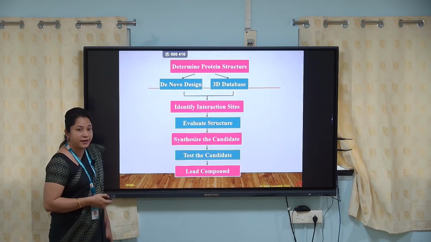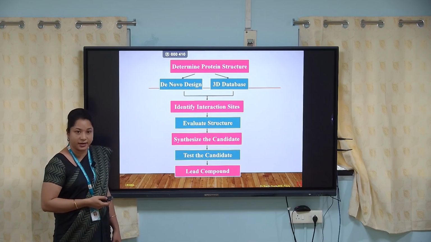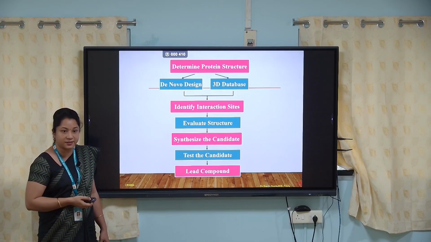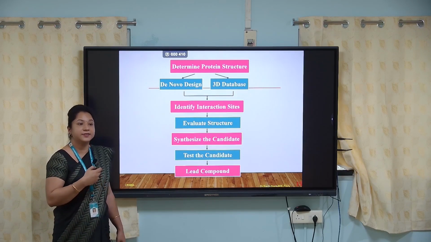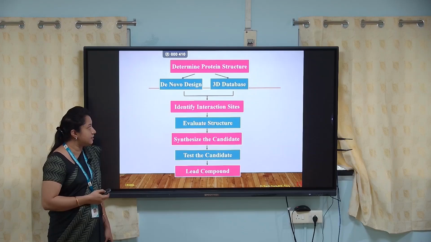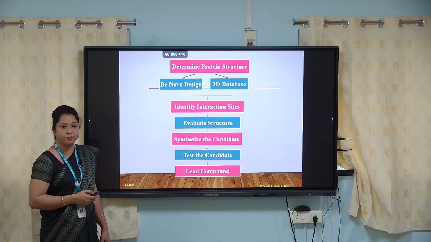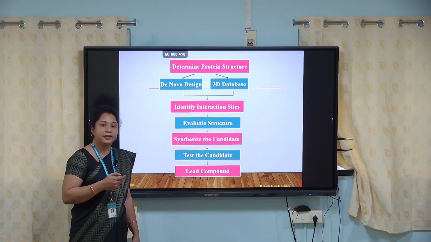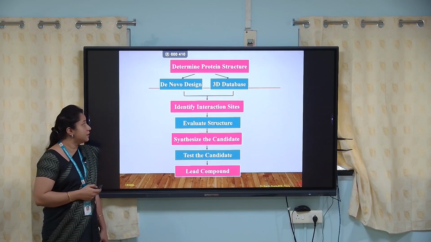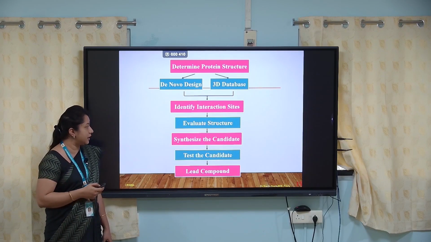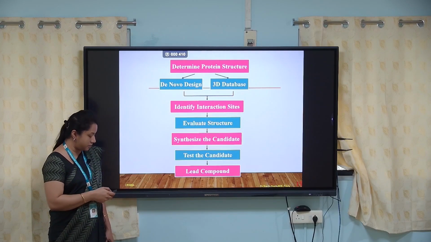So how to determine the protein structure? When the structure is available, we can use a 3D database called the Protein Data Bank, and if the protein structure which is responsible for that disease is not available, we'll move to de novo designing, that is new designing by identifying its interaction sites and homology modeling. And after that, when the 3D structure of a protein, that is 20 amino acids combined into a protein, has been confirmed, we can identify its interaction site, evaluate the structure, synthesize the compound and make it interact with the lead compound.